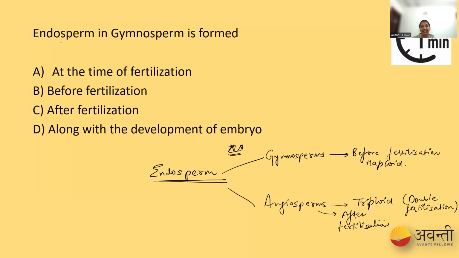So here the question is asking, endosperm in gymnosperm is formed. It is formed before fertilization. It is having a ploidy, haploid. So the correct option is option number B, which is before fertilization.